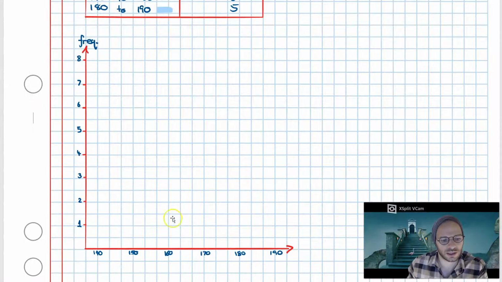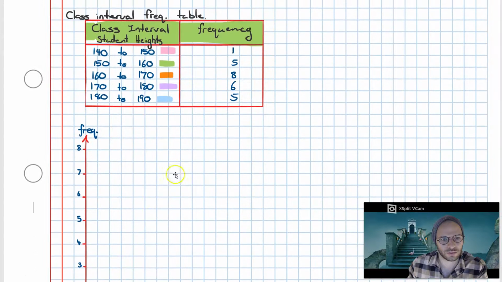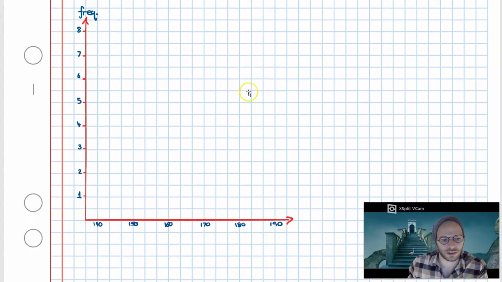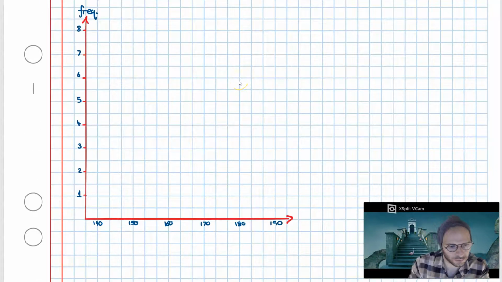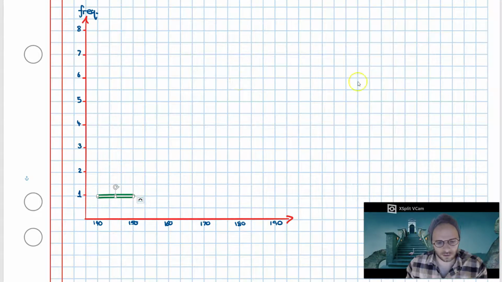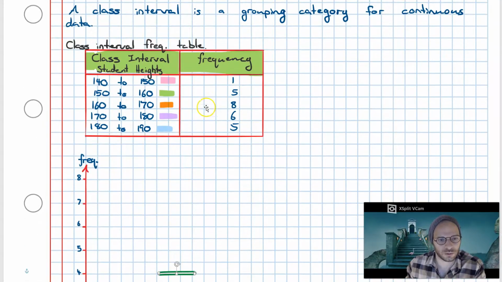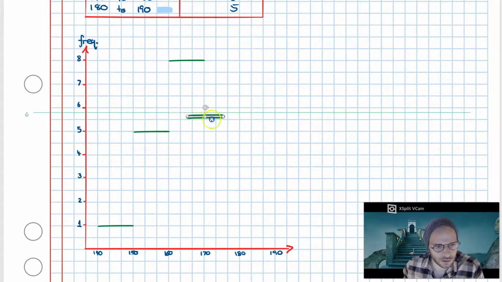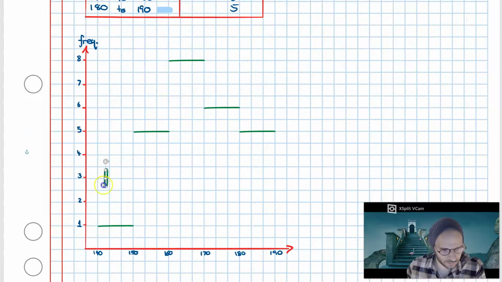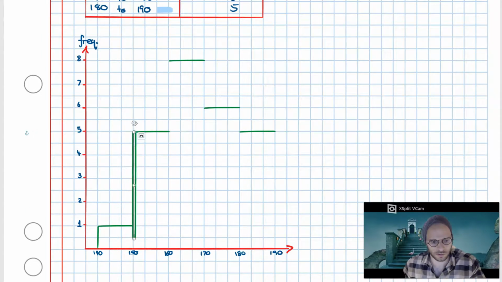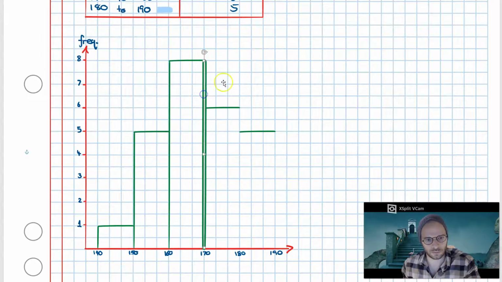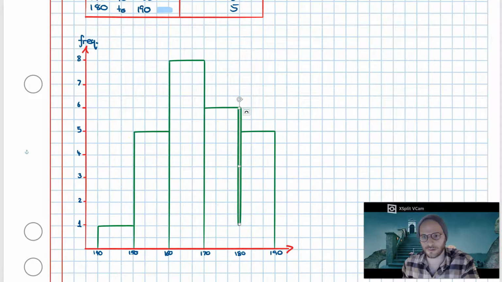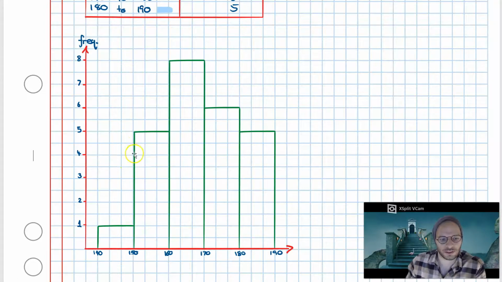Now the next step is I need to start drawing these bins or these class intervals. So the first class interval, between 140 and 150, it's going to be 1. So I'm simply going to mark it out. Now the second one, 150 to 160, that's 5. Perfect. And what you can see is the outline of a nice tidy histogram.